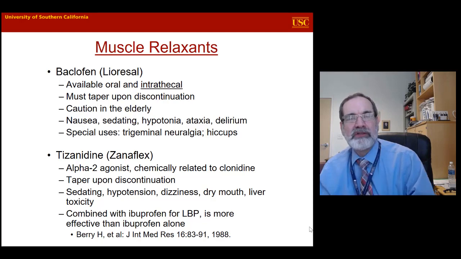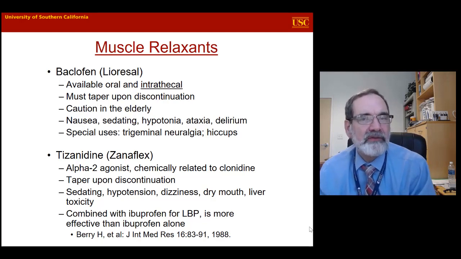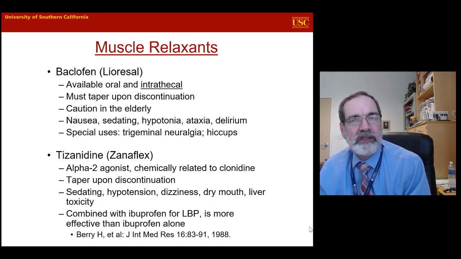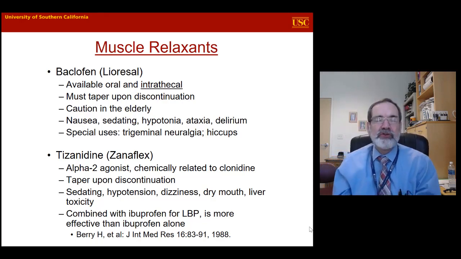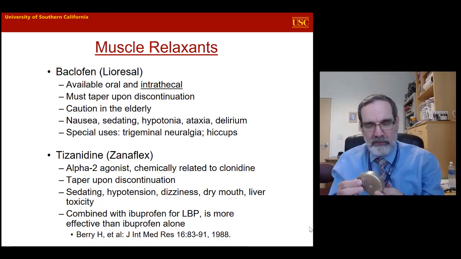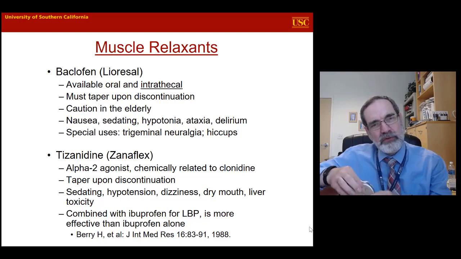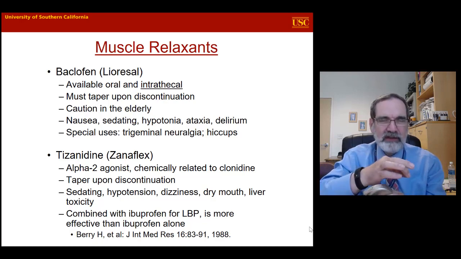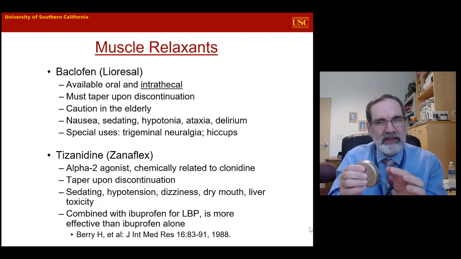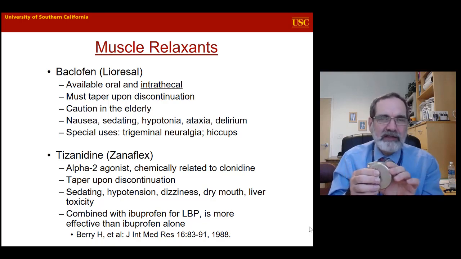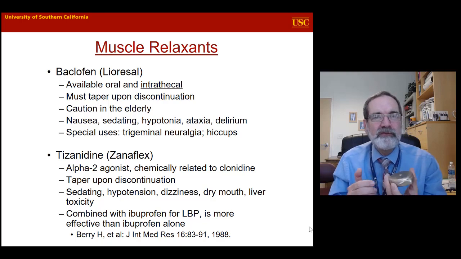There are some other muscle relaxants. Baclofen goes under the name Lioresal. Besides being oral, it's also available intrathecally, so we will use that in pumps. A spinal pump like this can be filled with baclofen. This would be implanted under the skin, and a catheter would be coming out of this, entirely under the skin. The catheter tip would be in the spine of the patient so that baclofen is being pumped into the spinal fluid.